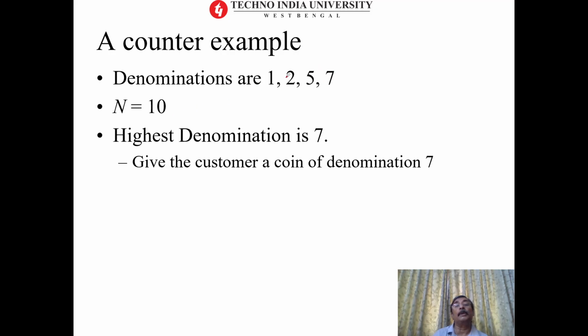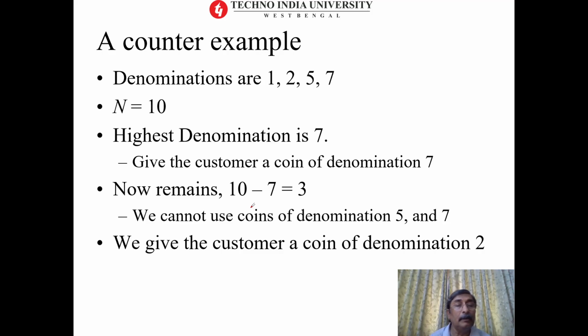Since 10 is more than all of them, so I can choose either. The largest denomination is 7. So I give the customer a coin of denomination 7. What is remaining? Rupees 3. Now we cannot use coins of 5 and 7 to change rupees 3.